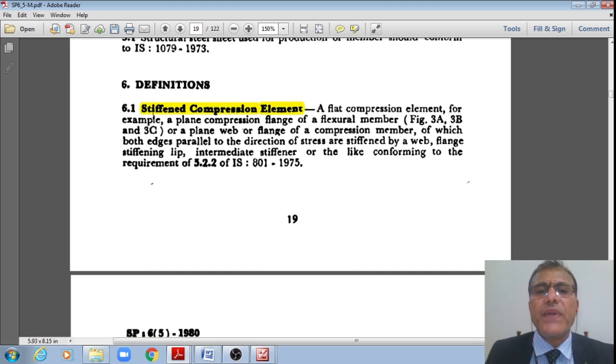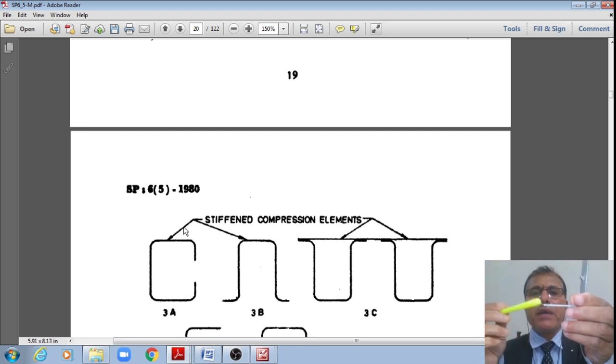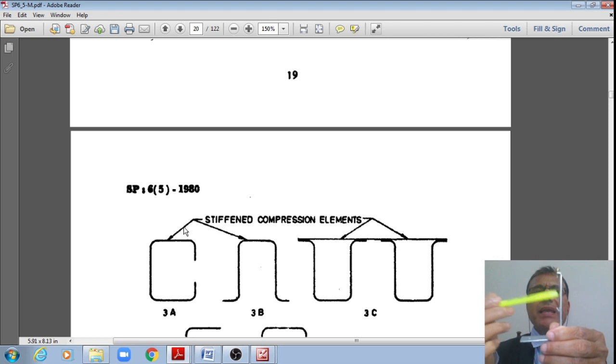The first one is stiffened compression element. That is how I'm just showing an angle here, right? Where I do have this leg not having any lip, whereas this leg is connected with the lip. Therefore, in such a case, this leg is called the stiffened compression element, whereas this leg where I don't have any lip, right? Therefore, this is what is called unstiffened compression element.